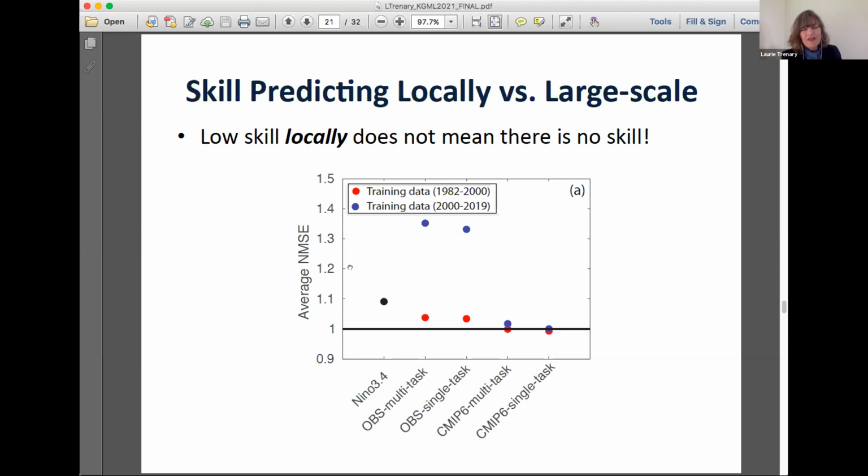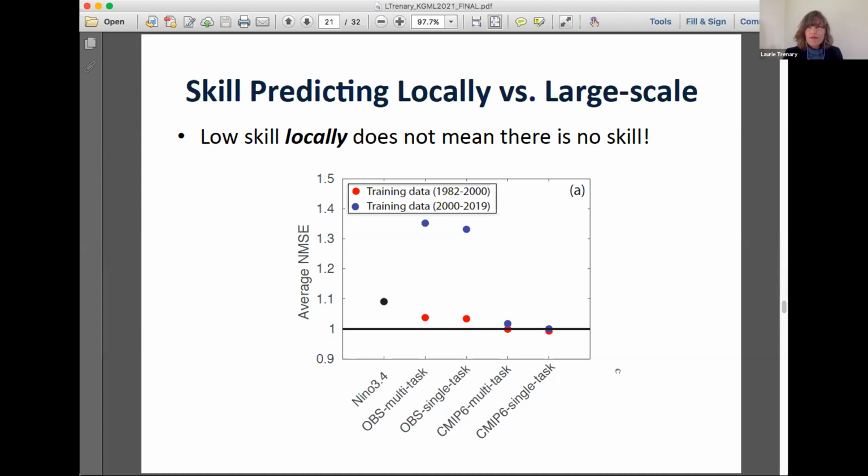So here I'm now showing the average normalized mean square error for our different empirical forecast models. The horizontal line shows the 1, and you can see that all of the forecast models have low skill in terms of the normalized mean square error. Even our best performing model is hovering near 1. So the question that we have then is, if you have low skill because you're fitting these predictive models at each grid point, does that really mean that you have no skill at all?